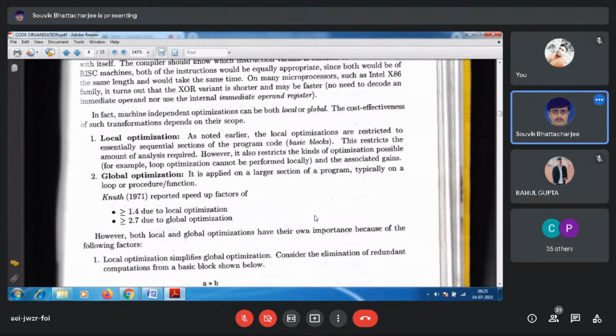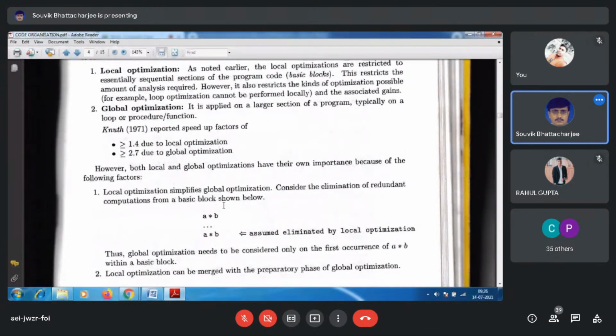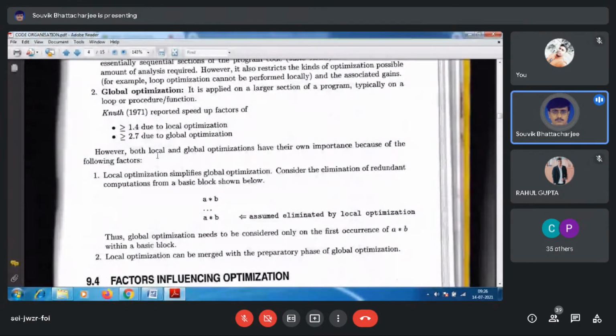And you just see, speed up factors of up to 1.4 can be achieved if you go for local optimization, and you can achieve up to a factor of 2.7 due to the global optimization. But both local and global optimization have their own importance because of the following factors. Local optimization simplifies the global optimizations. You just see elimination of the redundant computations from a basic block.